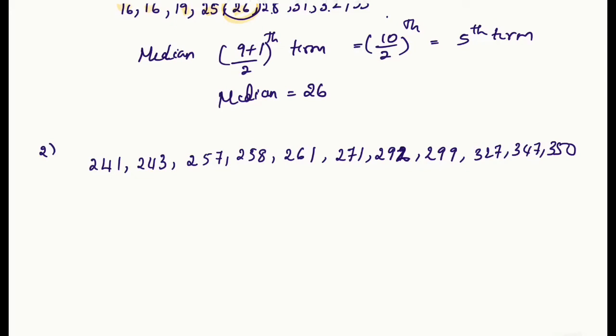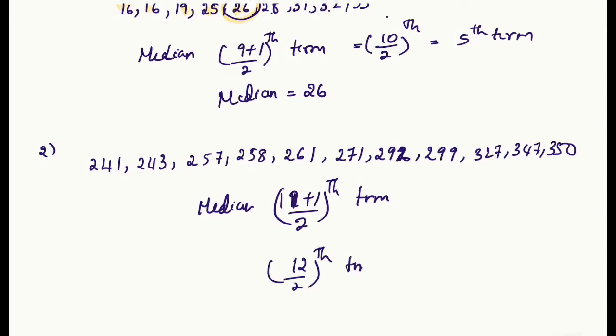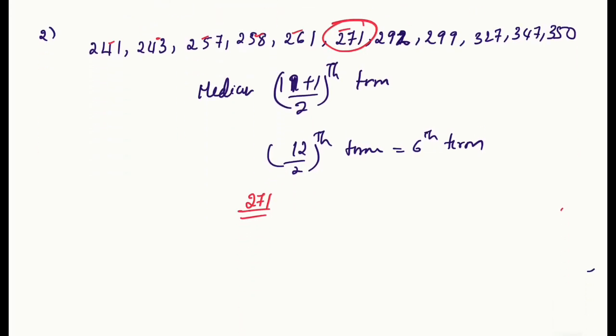So we have 5 plus 6, 11 terms. Now 11 terms are there. Median will be equal to the (11 plus 1) by 2 term, that is the 12 by 2 term, equal to the 6th term. Which is the 6th term? 1, 2, 3, 4, 5, 6. So 271 is the median. Similarly you can complete the rest of the two questions of this main.